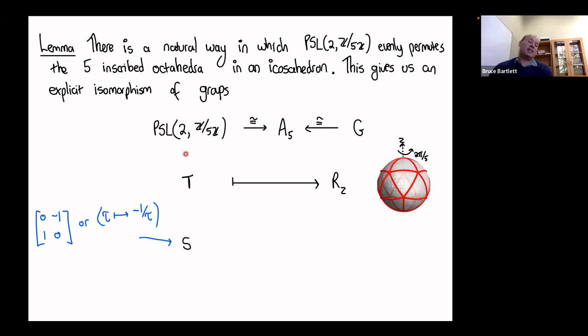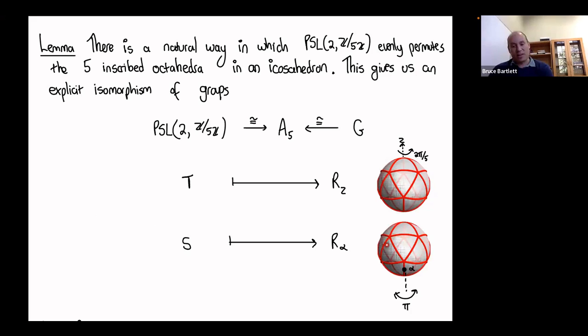Similarly, the other generator here is the S matrix. It looks like this. As a Mobius transformation, tau goes to -1/tau. The corresponding rotation, you calculate it, turns out to be a 180-degree rotation around this particular edge midpoint called alpha, the edge midpoint right here near the bottom, between the South Pole and this vertex.